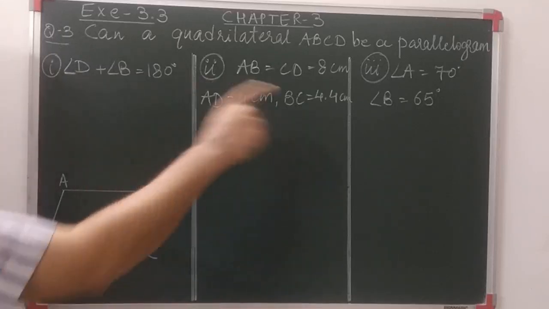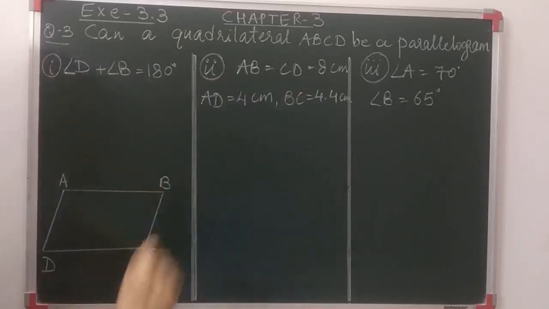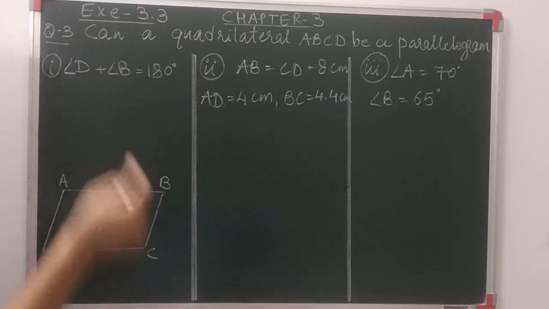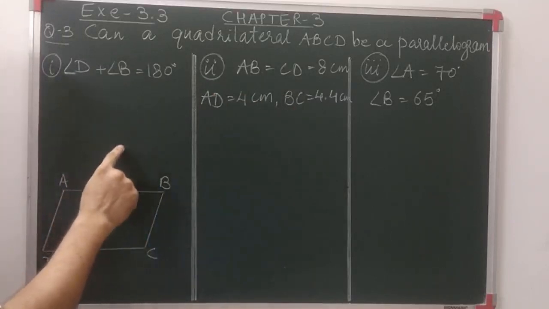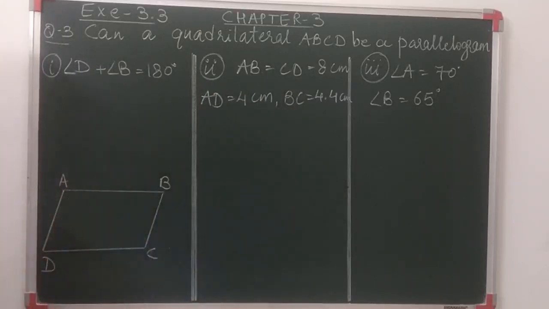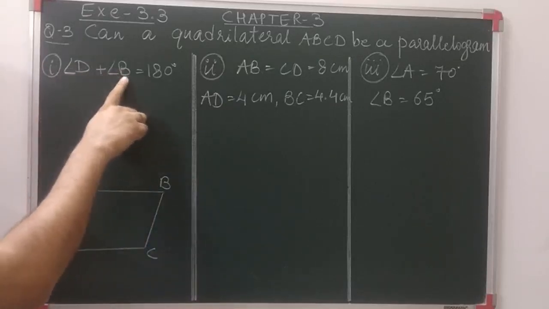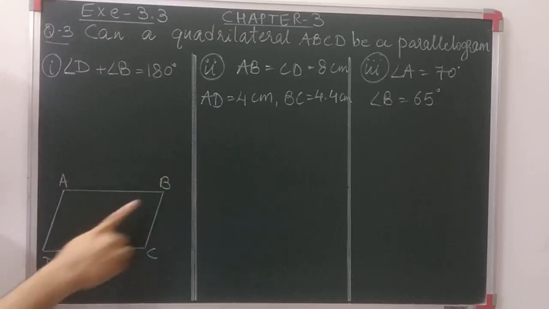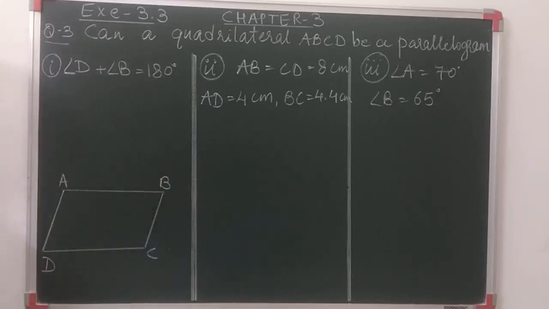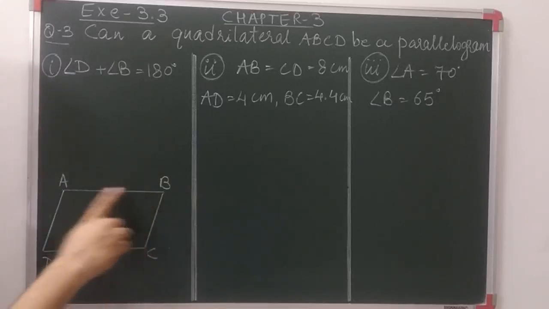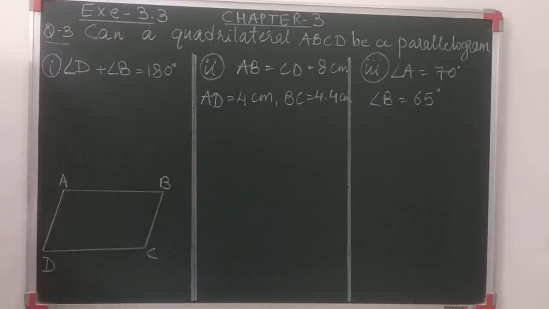So if these conditions satisfy all the characteristics, we can say yes it can be, and if they do not satisfy, we can say it cannot be. So let's come to the first one. It is said that angle D plus angle B. We can see here in the diagram B and D are the opposite angles. Suppose they are adjacent angles, then the sum must be 180.